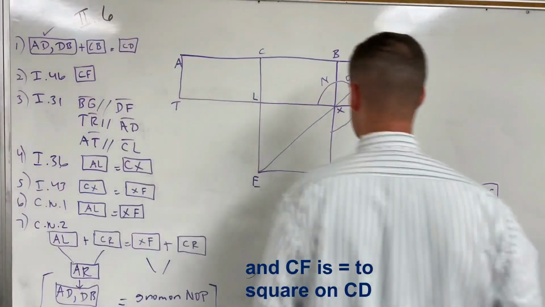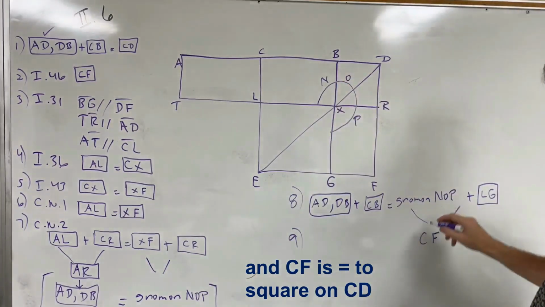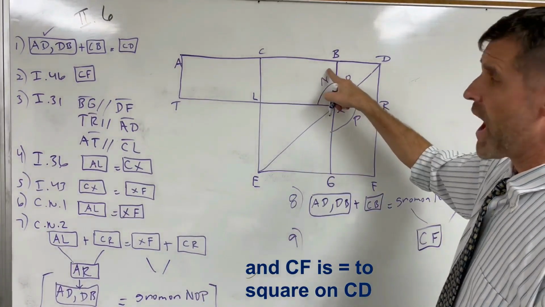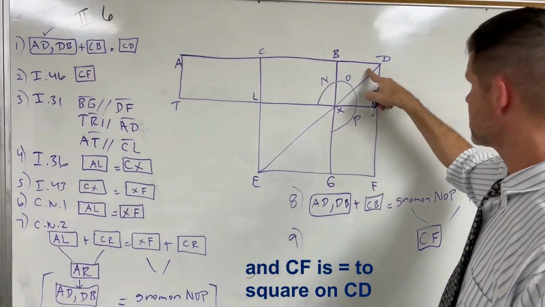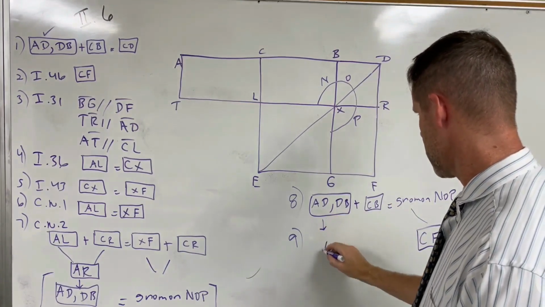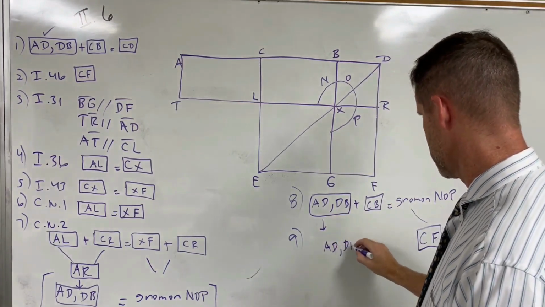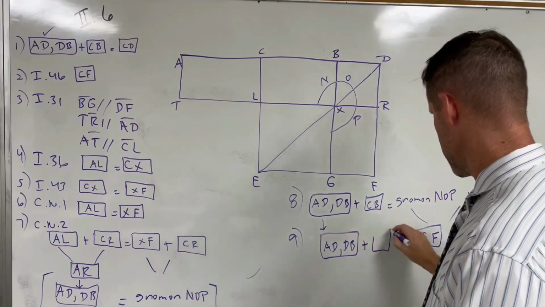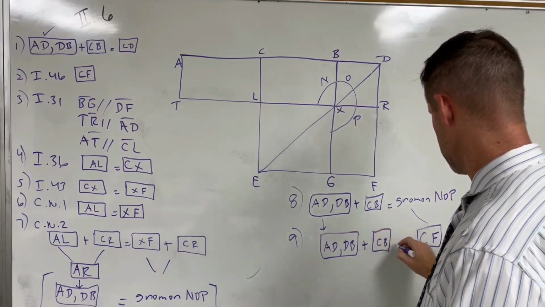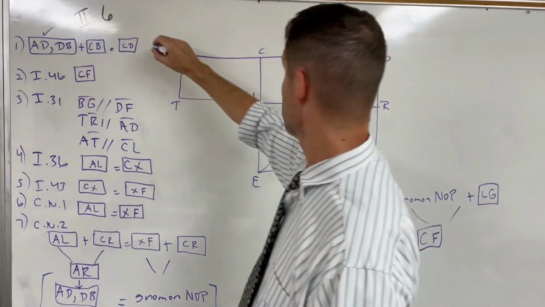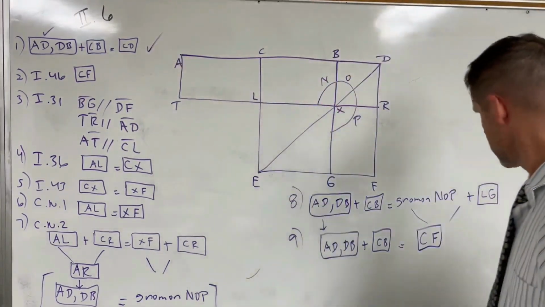The whole of CF is the square on the half of the original straight line plus the added straight line. And then we can just rewrite this down here, to make it a little more clear. So the rectangle AD, DB, plus the square on CB equals this square, which is exactly what we were trying to prove. Q.E.D.